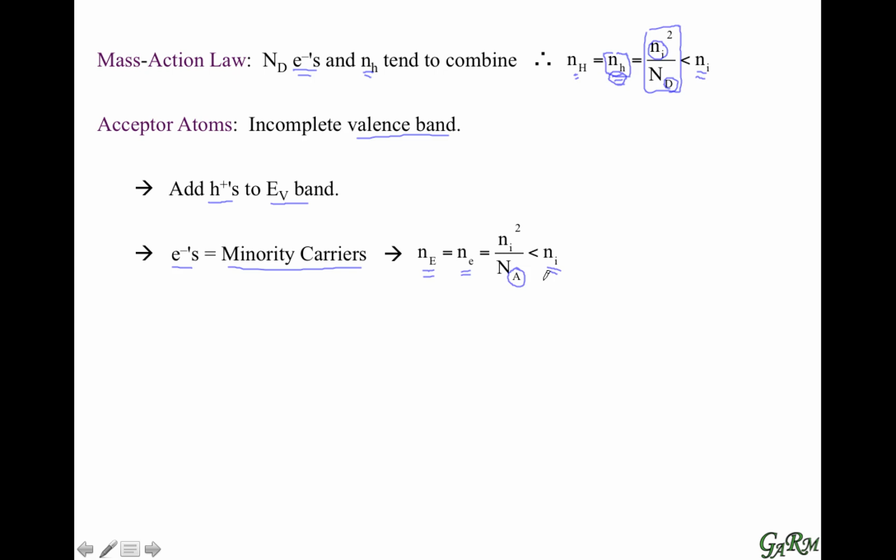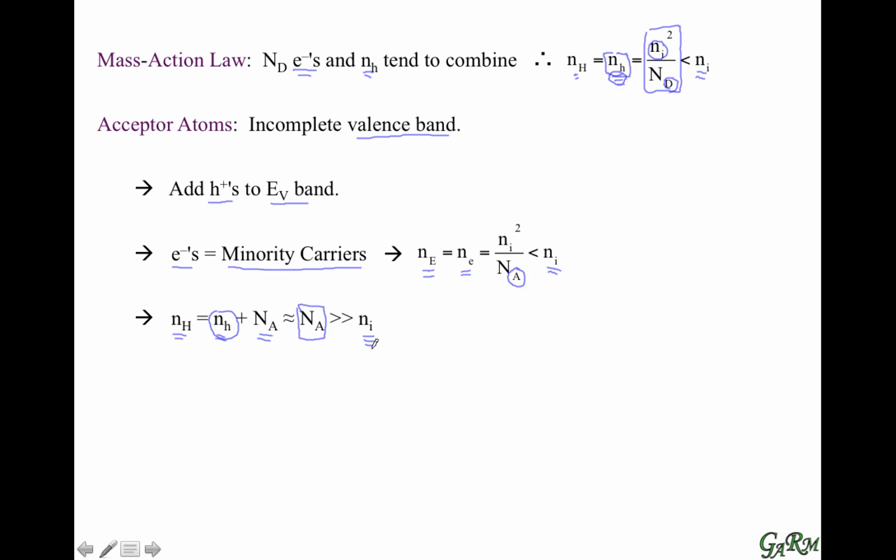So basically we're just applying the mass action law, but now to this type of material that has acceptor atoms added to it. So when we look then at the hole concentration, it's going to be the thermionic concentration plus the added holes that acceptor atoms are adding. But these are so much greater than the thermionic hole concentration that it just reduces to the number of acceptor atoms that are added, because each acceptor atom is adding a hole, and that is much greater than the intrinsic carrier concentration.